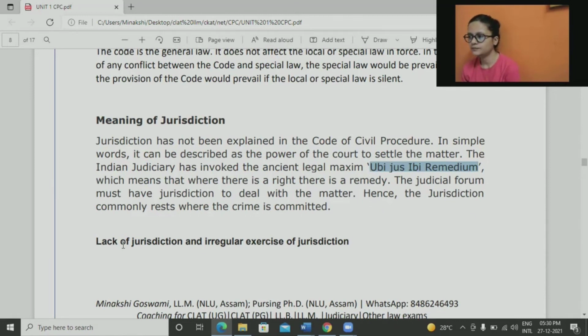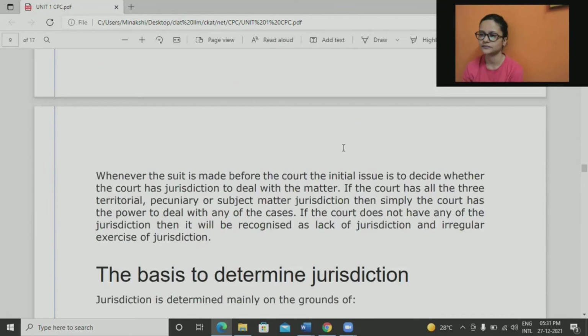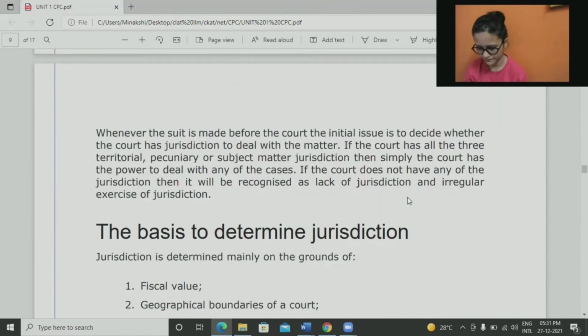Now, there may be a certain case where the court has taken up a matter where the court was not having jurisdiction: lack of jurisdiction, and irregular exercise of jurisdiction. Court was not having jurisdiction, still it took up the matter. Court was not having jurisdiction, still it exercised jurisdiction in a wrong way. What will happen in such cases? The judgment will become void. Yes, the judgment will become void because the court is not having the right jurisdiction.